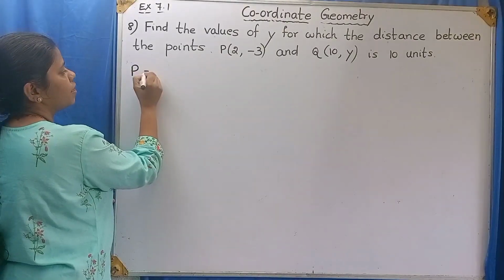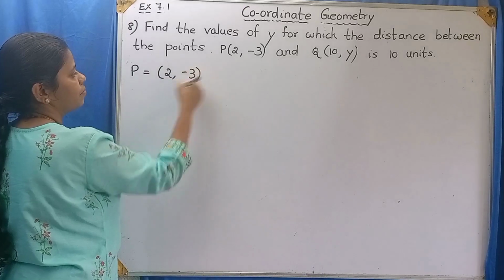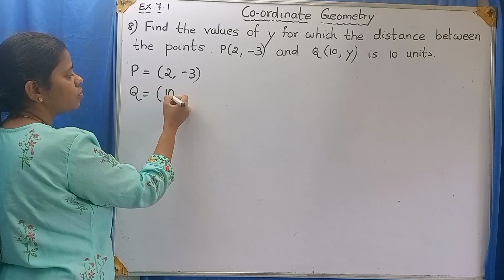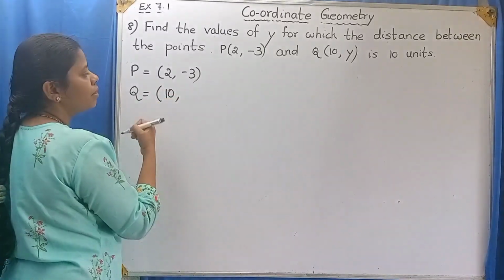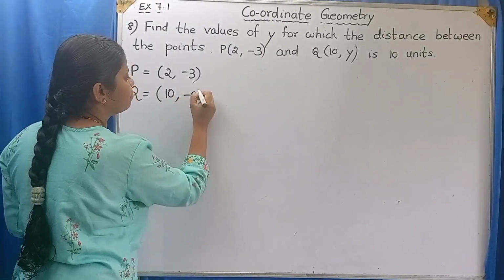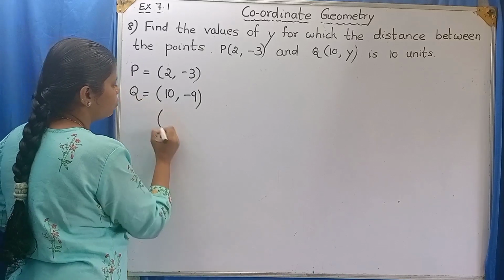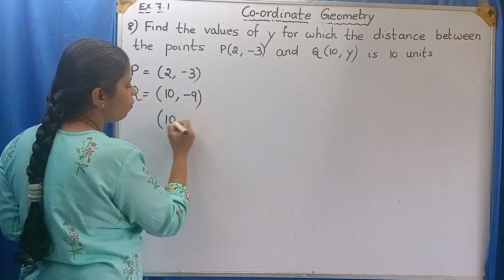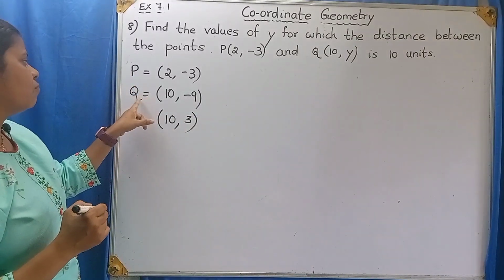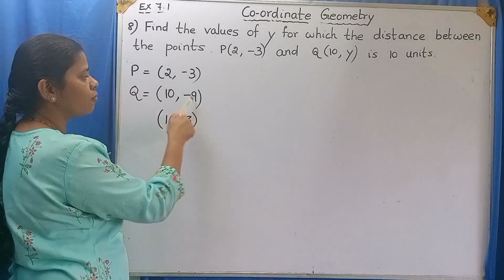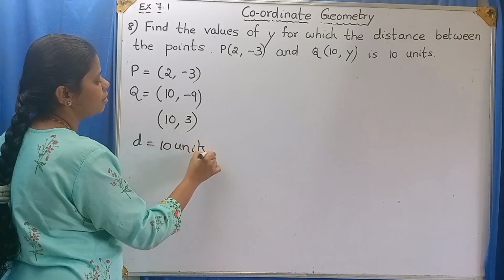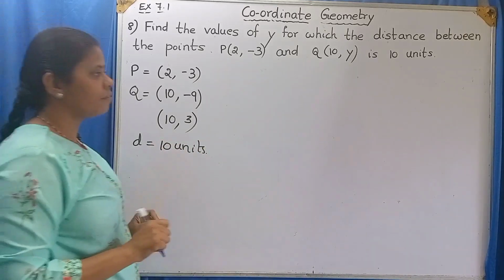The point P is (2, minus 3). And the point Q is what? The x coordinate is 10. But for the y coordinate we have two values, that is minus 9 or 3. Therefore, Q is (10, minus 9) or (10, 3). We will get two values for Q for the y coordinate. Then the distance between them is 10 units. Isn't it? Let us plot a graph.